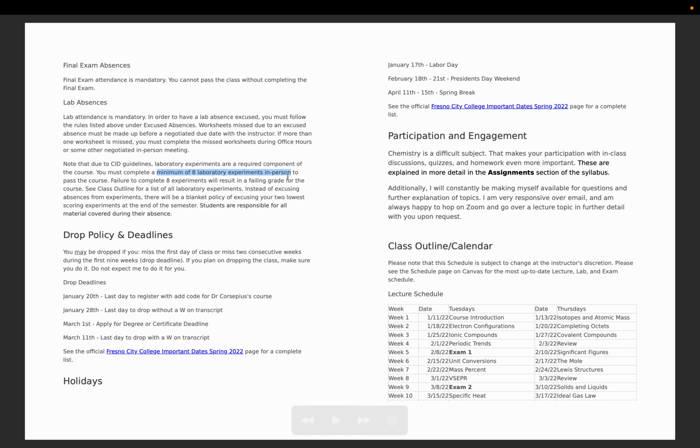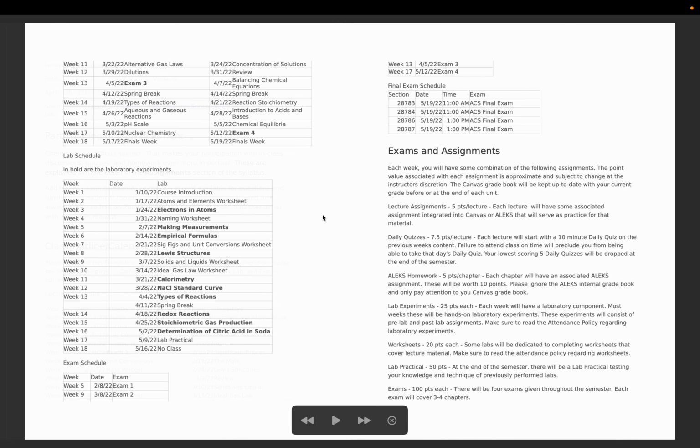Okay? And that's just because then we can't say that you've actually met the requirements for 3A. You just simply haven't had enough hands-on laboratory experience. So now let's look at our lab schedule here. You'll notice that the worksheets are named worksheet. All of those hands-on laboratory experiments are in bold here. So you can see that there's 10 hands-on experiments that we're going to be completing this semester. Again, you must complete a minimum of 8 of them in order to pass the course. That means you can miss 2 and still pass the course. If you miss 3 of them, you cannot pass Chem 3A.